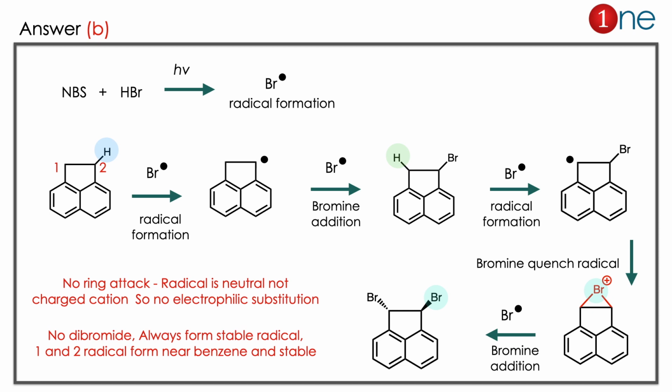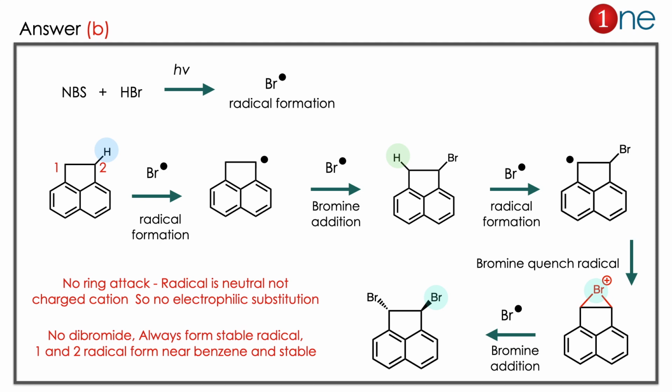But the radical has to be quenched, so bromine tries to quench it by bridged bromonium formation. Bromine tries to quench it by an extra bond, so Br attacks again, and you have trans-bromide formation. So by looking at it, it is very simple, but it involves two concepts, which is no ring attack. Since the radical is neutral, with no charged cation, there is no electrophilic substitution. So the ring is never touched in the reaction. So no ring dibromide, because the stable form of the radical will always be formed. Here the 1,2 diradicals are stable because they form near the benzene, which can stabilize it by itself. So it's a very clear concept.